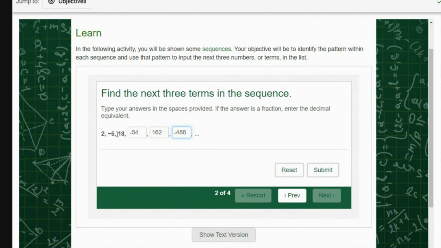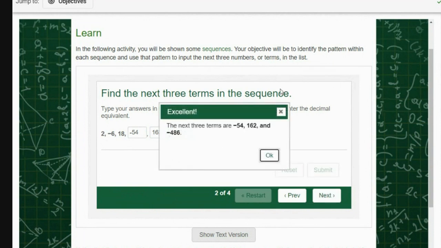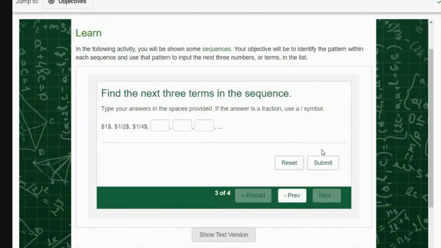So it's multiplying by negative 3 each time. So this is going to alternate: positive, negative, positive, negative, positive, negative. The next number would be a positive. Let's submit and see if we're right. Yes. Multiply by a negative, and it will alternate. We'll look at the next one.